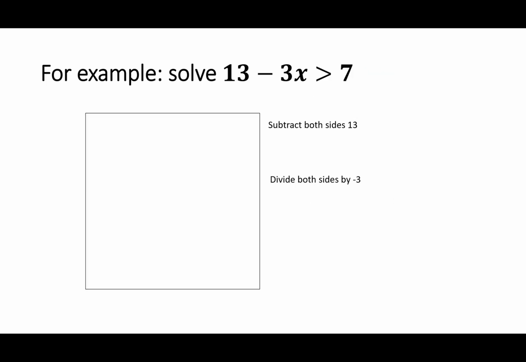Let's try another example. 13 minus 3x is greater than 7. The first thing we need to do here is subtract 13 from both sides. This leaves us with minus 3x is greater than 7 minus 13, which gives us minus 6. To solve for x now, we must divide both sides by minus 3.